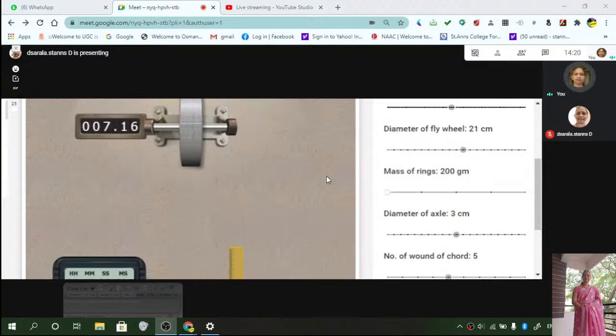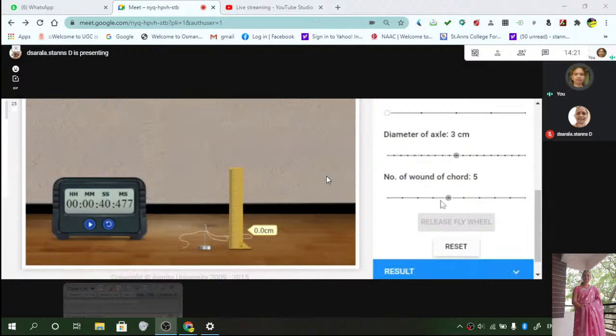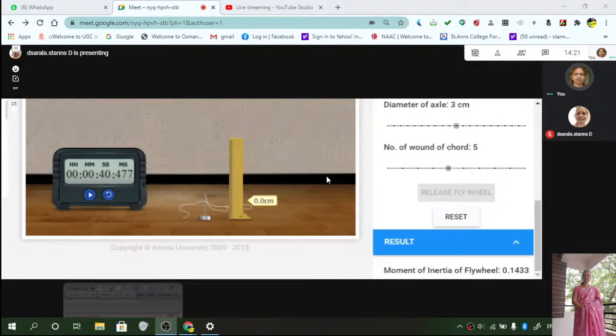That is when, wait till the flywheel comes to a stop. Slowly it is moving now, it's unwinding. A stage comes where it becomes almost zero motion, or it comes to a stop. Yeah. So 11 seconds it is taking to come to a stop, and here find the result. That will give you the moment of inertia of the flywheel, which is 0.1433. Okay.